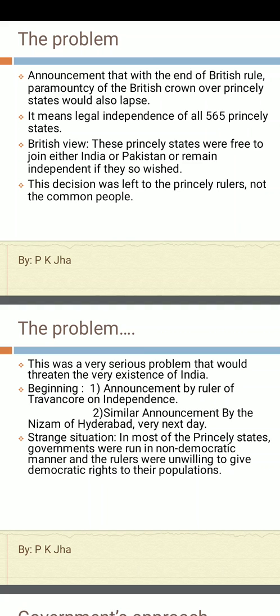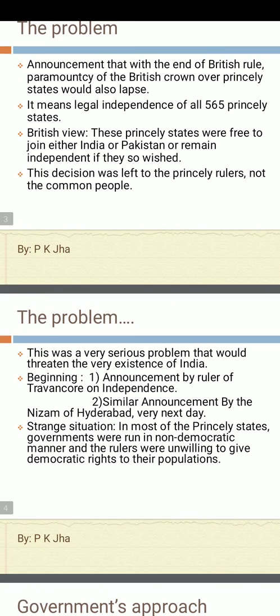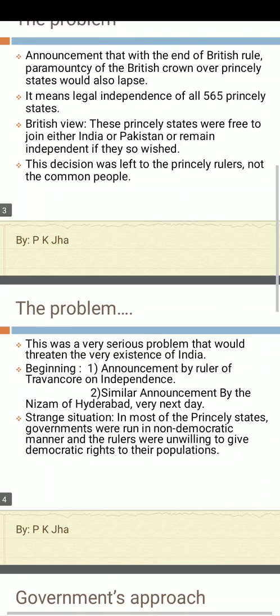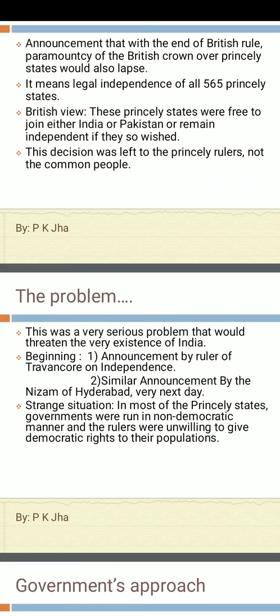This problem started soon, and this was a very serious problem that could threaten the very existence of a united India. We have had a dream. We all have been dreaming that India would be one nation, a united, integrated nation. And had we not succeeded in finding the solution of this problem, then whatsoever India we are finding nowadays would not have been in reality.